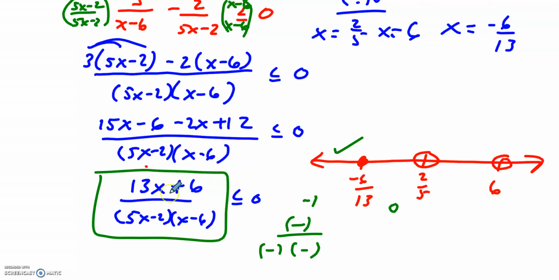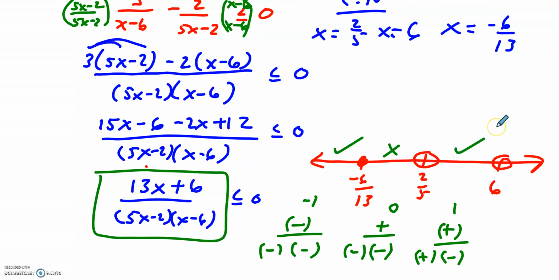So if I plug 0 in the top, I get a positive. 0 in this piece is a negative, and 0 in x minus 6 is also a negative. So positive divided by positive is a positive, which is not less than or equal to 0, so that does not work. The number positive 1 is between 2/5 and 6. So if I plug 1 in, I get a positive on the top. 1 down here is a positive, and then 1 here is a negative. Positive divided by a negative total is a negative, which does work here.